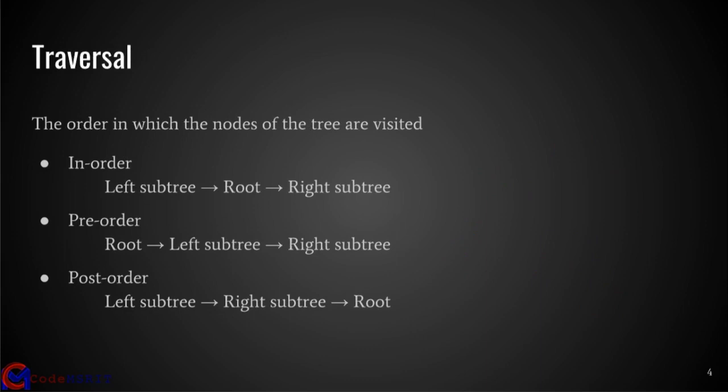There are 3 types of traversals based on the order in which the nodes of the tree are visited. In in-order traversal, we visit all the nodes in the left subtree followed by the root and finally all the nodes in the right subtree. In pre-order traversal, we visit the root first and then the nodes in the left and the right subtrees. In post-order traversal, we visit the nodes in the left and the right subtrees and then the root.